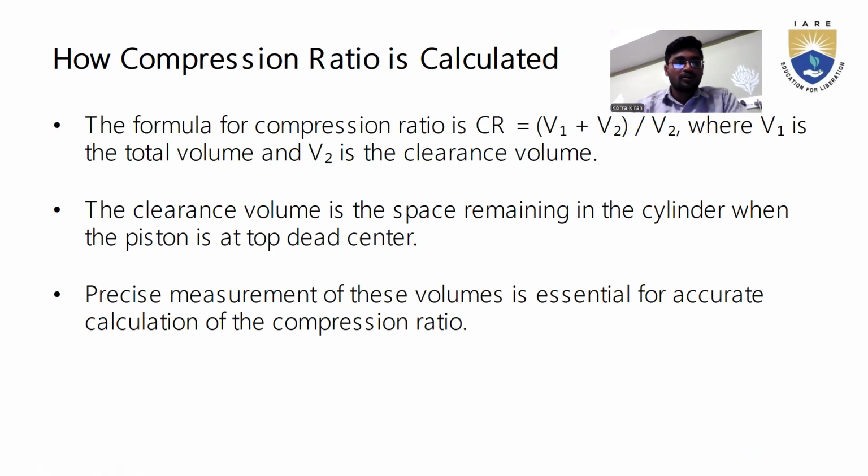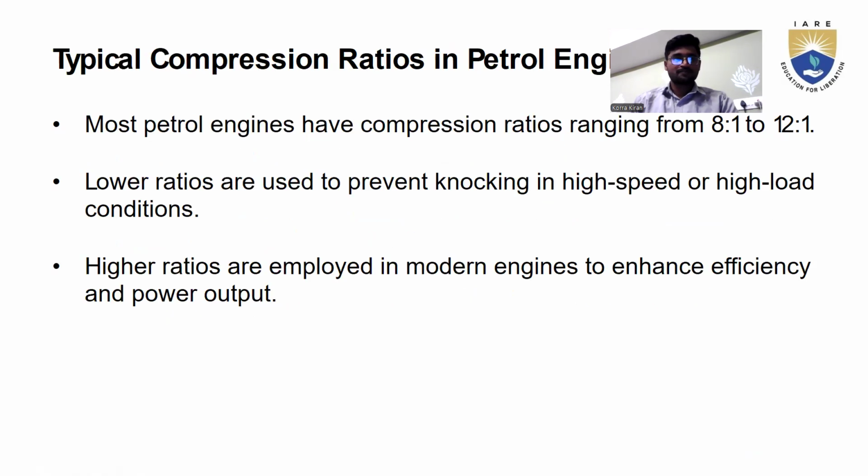Now, how is compression ratio calculated? The formula for compression ratio is (V1 plus V2) by V2, where V1 is the swept volume and V2 is the clearance volume. We can calculate this clearance volume. The clearance volume is the space remaining in the cylinder when the piston is at top dead center, and precise measurement of this volume is essential for accurate calculation of the compression ratio.